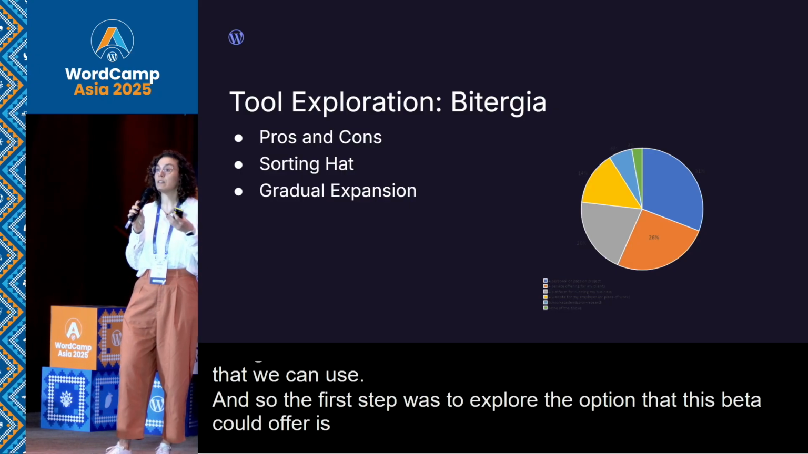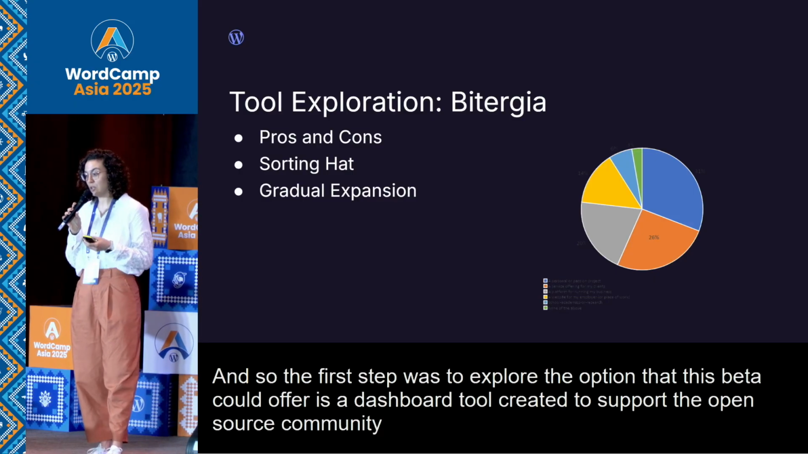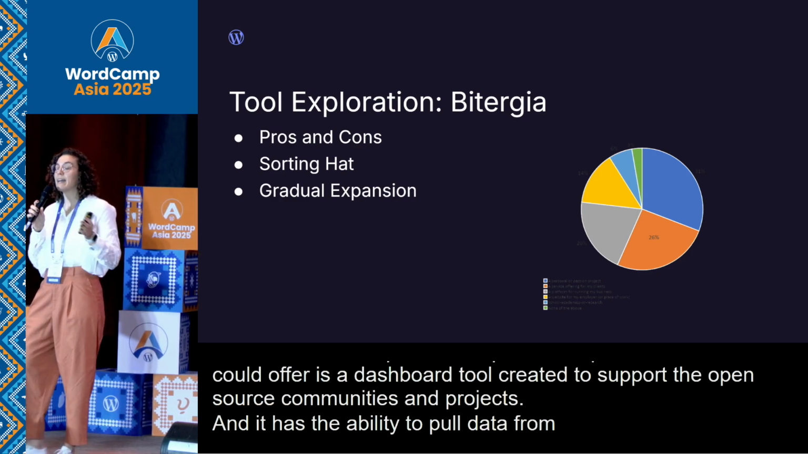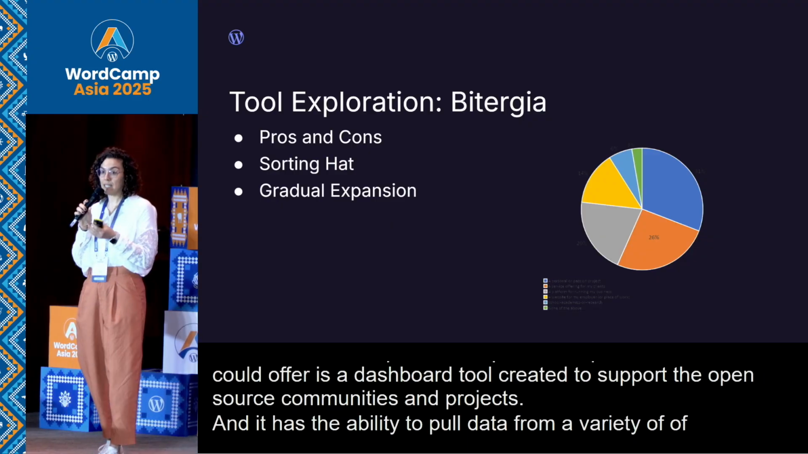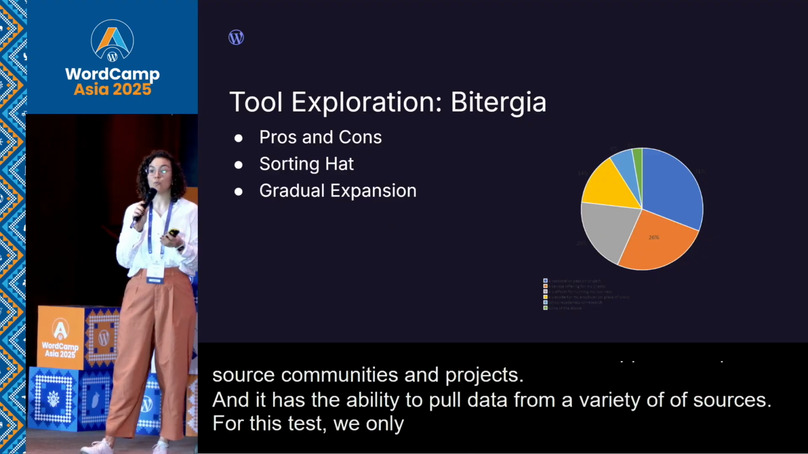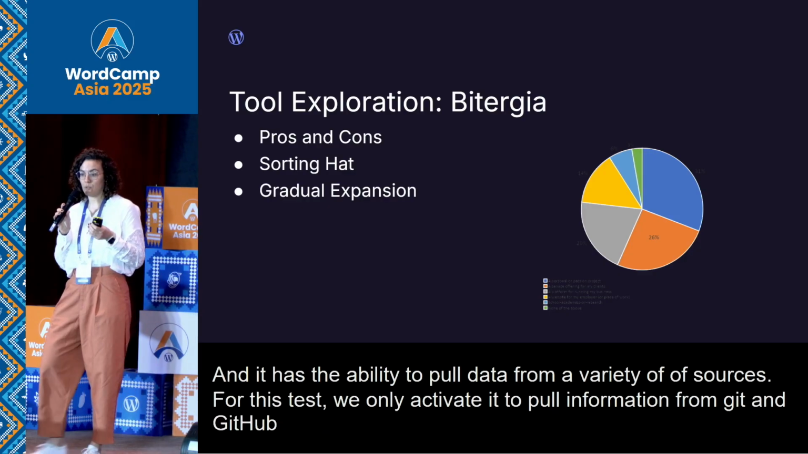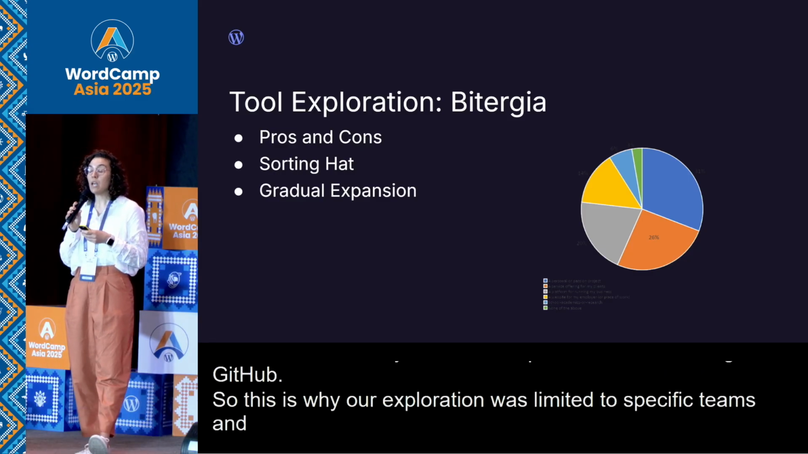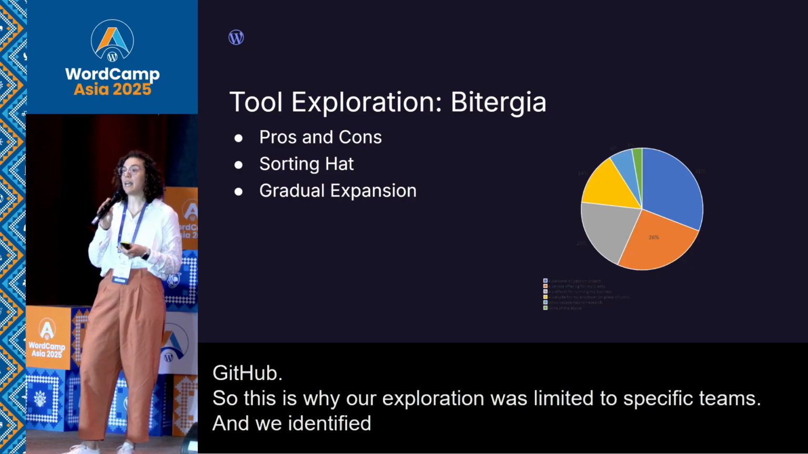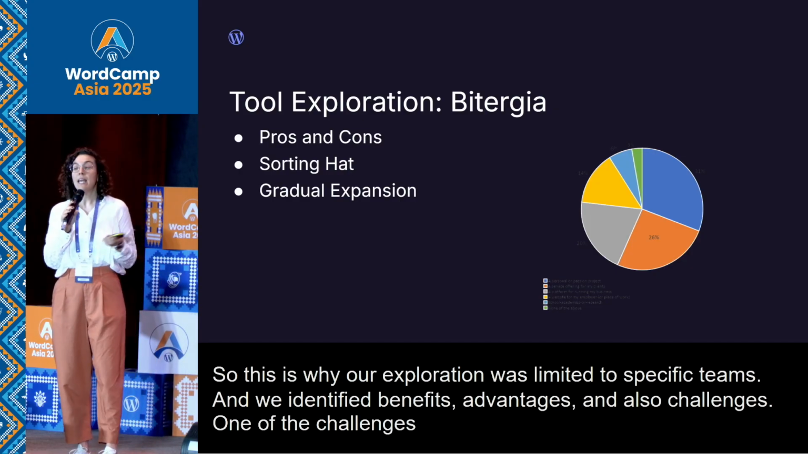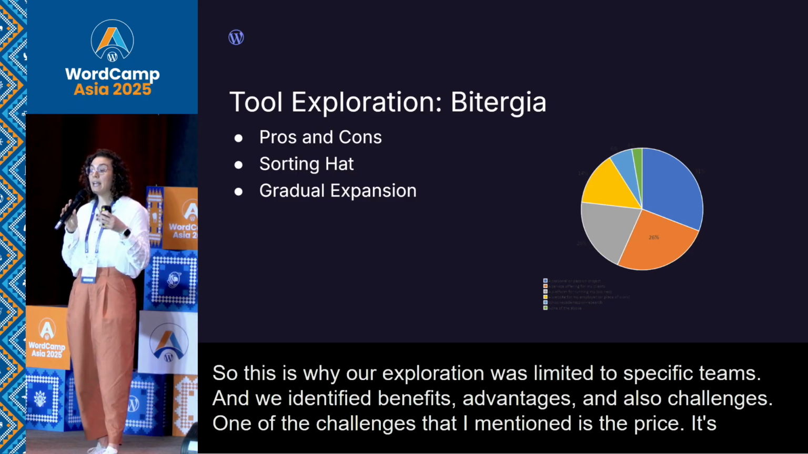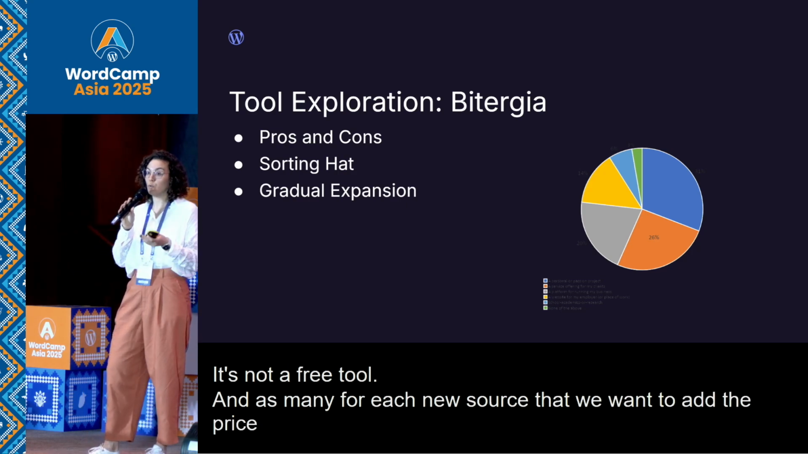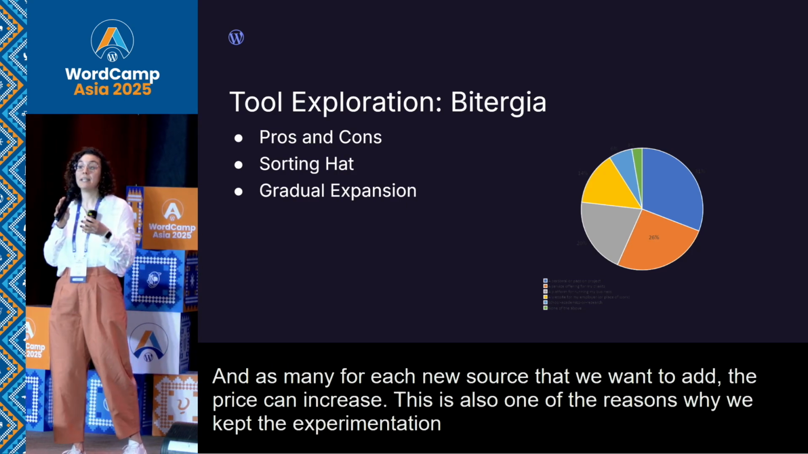Bitergia is a dashboard tool created to support open source communities and projects. It has the ability to pull data from a variety of sources. For this test, we only activated it to pull information from GitHub. This is why our exploration was limited to specific teams. We identified benefits, advantages, and also challenges. One of the challenges that I mentioned is the price. It's not a free tool, and for each new source that we want to add, the price is going to increase. This is also one of the reasons why we kept the experimentation limited to one source.